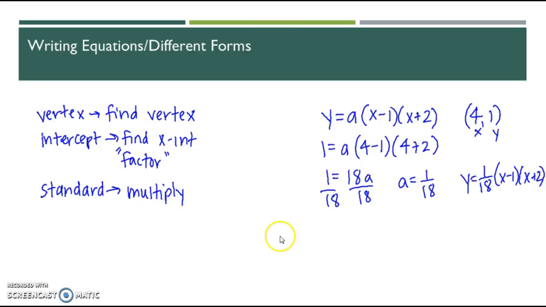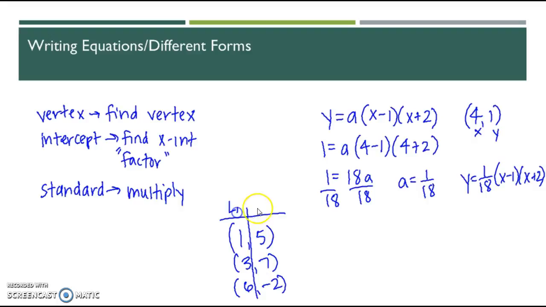Another option is when we're given maybe 3 points, like 1, 5, 3, 7, and 6, negative 2. Okay, we can do it in the calculator, right? You go to Stat, Edit, put your x's in L1, your y's in L2, and we go Stat, and we scroll over to Calc, and this time we're using number 5 for our quad regression, right? And then it'll give you the equation for you.